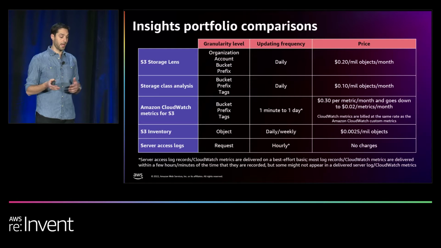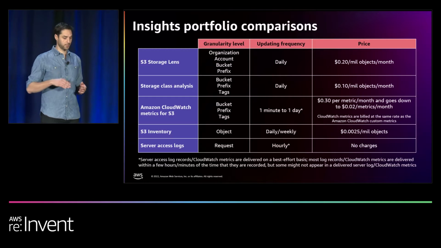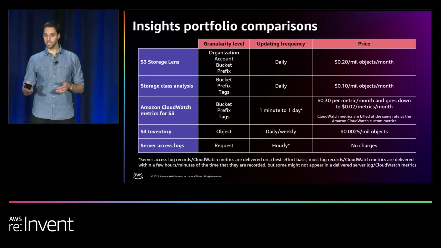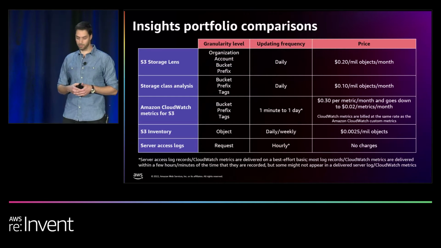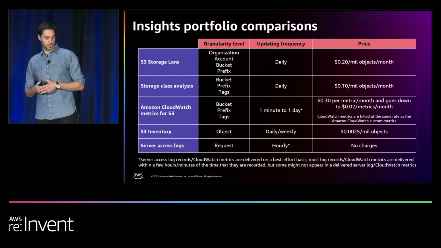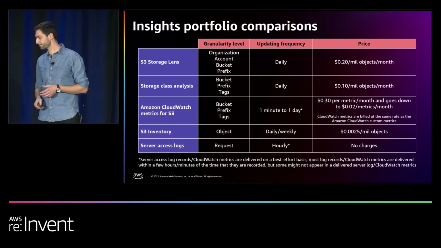S3 Inventory and server access logs have granularity by the object and the request levels, with S3 Inventory updating daily or weekly, depending on the configuration, and coming at a quarter of a cent per million objects. And server access logs come at no charge once you enable them.